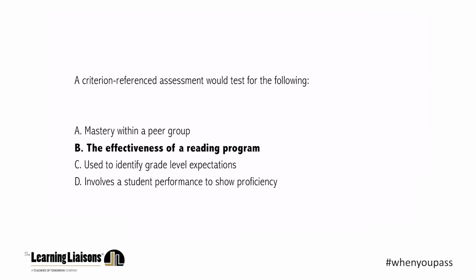So mastery within a peer group would be a norm-referenced test. Used to identify grade level expectations, that could be either benchmark or summative, depending on what you're looking for and what the purpose of the assessment is. Also, Criterion-Referenced isn't looking at just a student performance. That would be diagnostic. So that is why we are left with the effectiveness of a reading program. You're looking at the criteria of what the student had to know for the assessment based on this reading program. So that's why it's B.